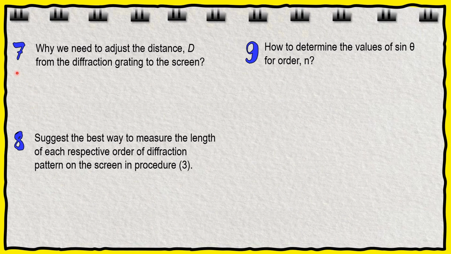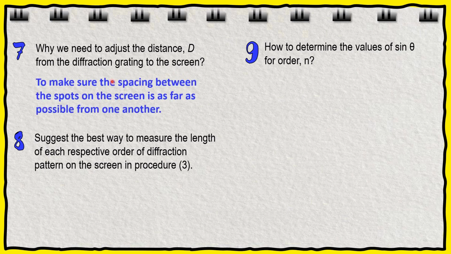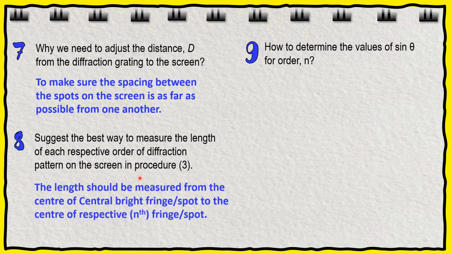For question number 7, why do we need to adjust the distance t from the diffraction grating to the screen? We need to adjust the distance t to make sure that the spacing between the spots on the screen is as far as possible from one another. And then for question number 8, suggest the best way to measure the length of each respective order of the diffraction pattern on the screen in procedure 3. The best way is that the length should be measured from the center of the central bright to the center of the respective end fringe.